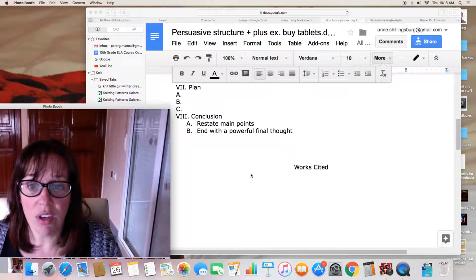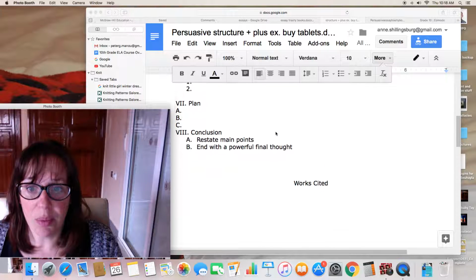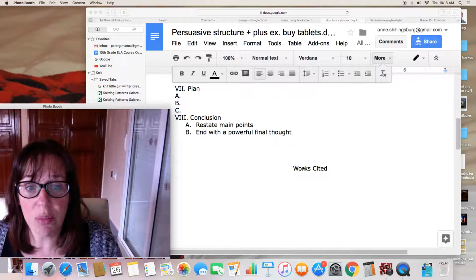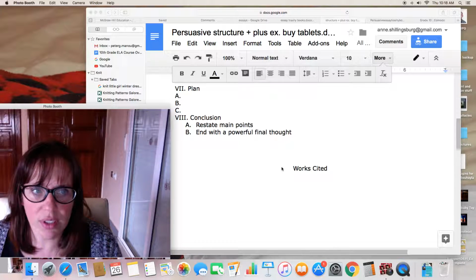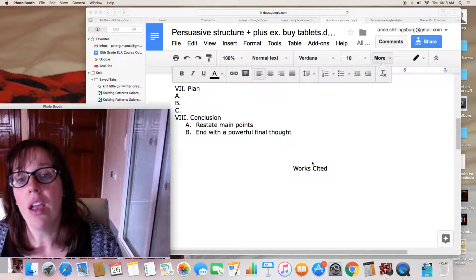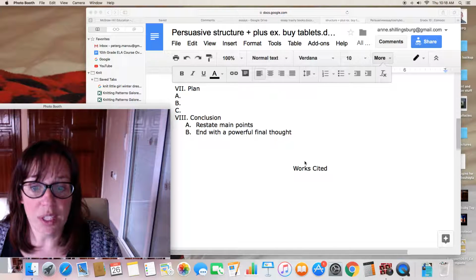Another thing that you need to know about your persuasive structure is that you are going to need a works cited page. On this one it actually appears on the same page. On yours it should be on its own page, and the title of the works cited page is Works Cited, in the center. I'm going to give you a lot more details about what to do. I just want you to remember that this is part of your plan from the beginning.